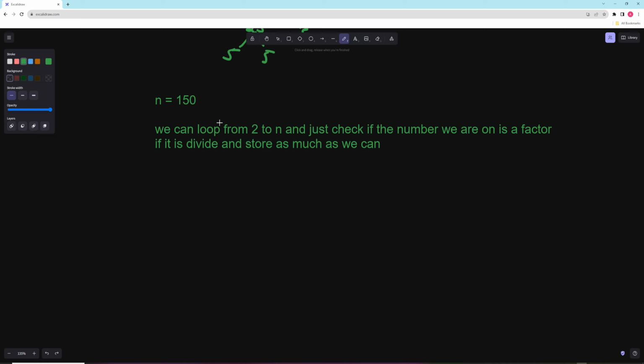So we'll have a result array, and then we'll have an n. So n will be 150. And we're going to start looping from 2. So we'll say, okay, is 2 a factor of 150? The way to check if it's a factor, we can just mod, right? So if 150 mod 2 equals 0, it is. So this is a factor.